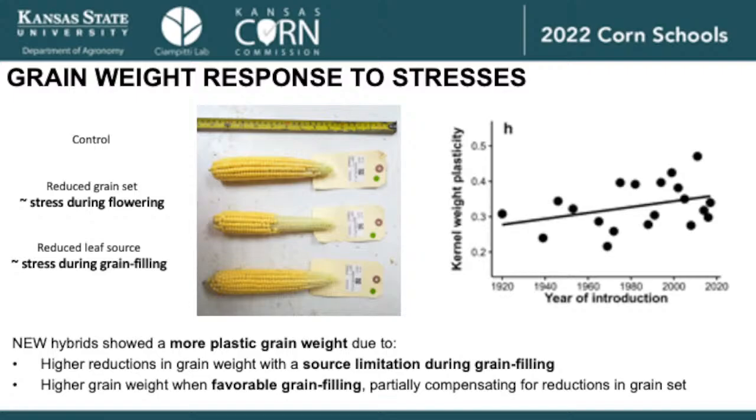What you will see over time is that kernel weight improves. And that's nice to see, that we were able not only to improve kernel number in the hybrids, but also to achieve some improvement in kernel weight. And that is why we are seeing corn yield still going up, because kernel weight is still one of the big factors that we never really quantify quite well.